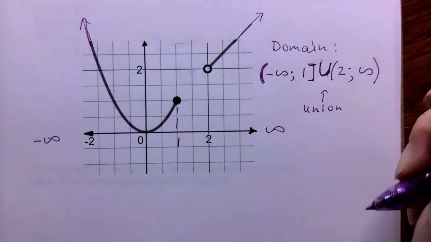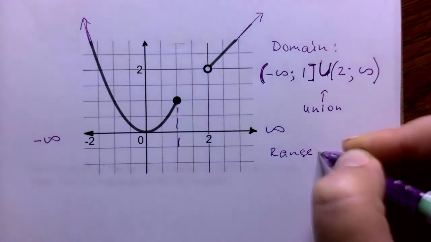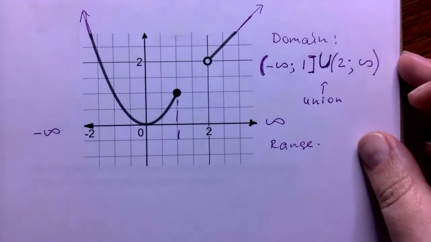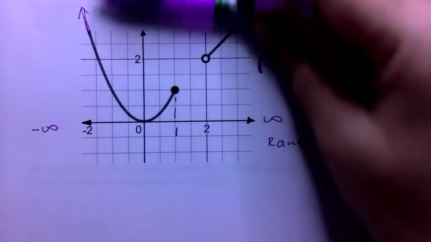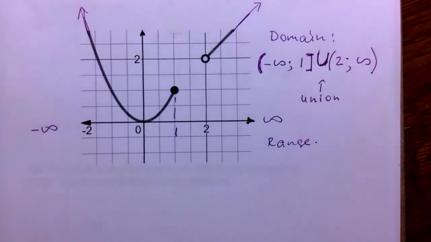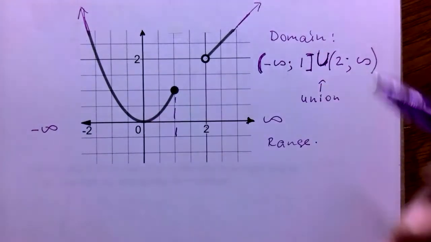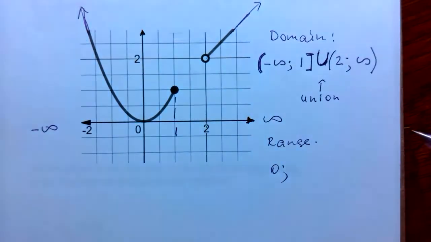All right, and for the range, let's do this really quick. For the range of this function, it's actually interesting. I want you to think about this one. What would be the range? The range is, as a reminder, how low to how tall this function goes. So the bottom point of the function is 0, and the tallest is infinity.